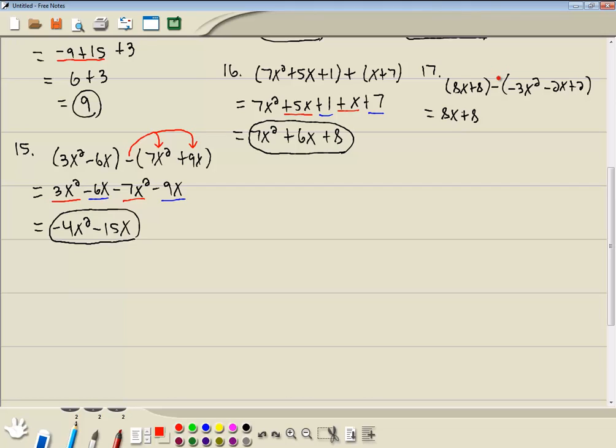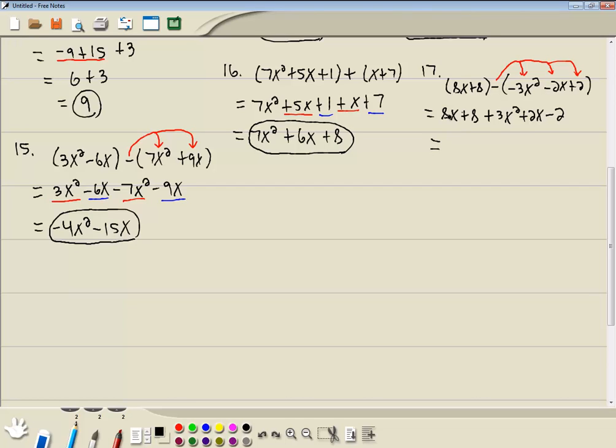Second set of parentheses, we got a negative in front of it, so that's going to flip the sign of everything inside. So flip the sign of the negative 3x squared, the negative 2x, and the positive 2. So the negative 3x squared becomes a positive 3x squared. The negative 2x becomes a positive 2x, and the positive 2 becomes a negative 2.